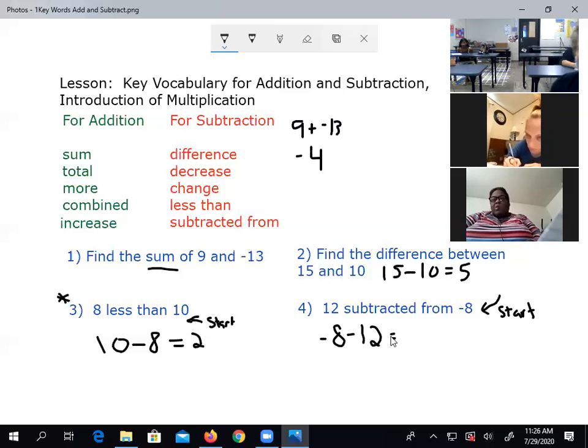And from the first day, we said that subtraction we can rewrite using the KCC method. The KCC method means keep, change, change.